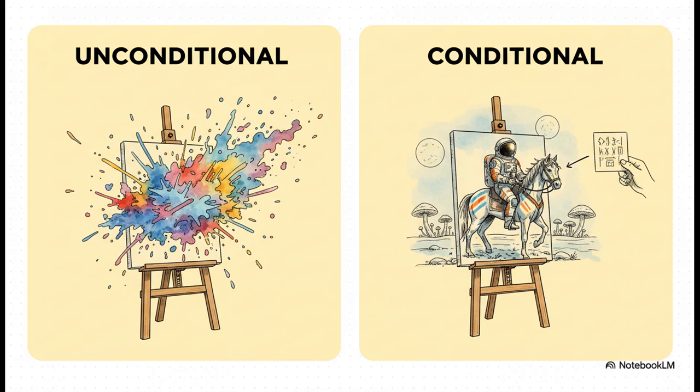Now, this whole creating thing comes in two main flavors. On one hand, you have unconditional generation. This is like telling an artist, hey, just paint something. You'll get something cool for sure, but you have zero control over it. But then there's conditional generation, and this is where all the excitement is right now. This is like telling the artist, paint me a picture of a fox wearing a top hat in the style of Van Gogh. You're giving it a condition, a prompt, to guide what it creates.